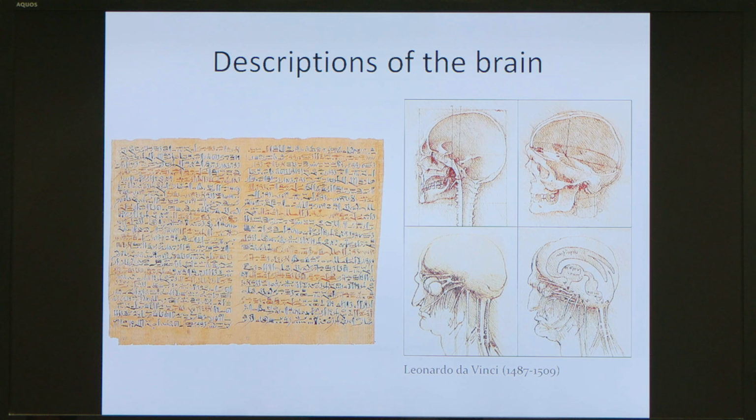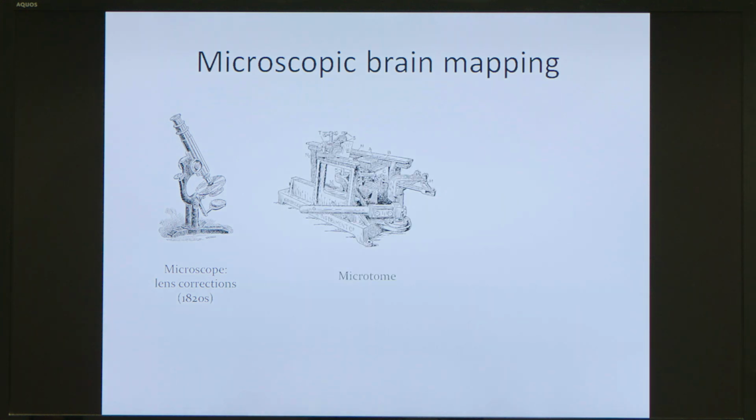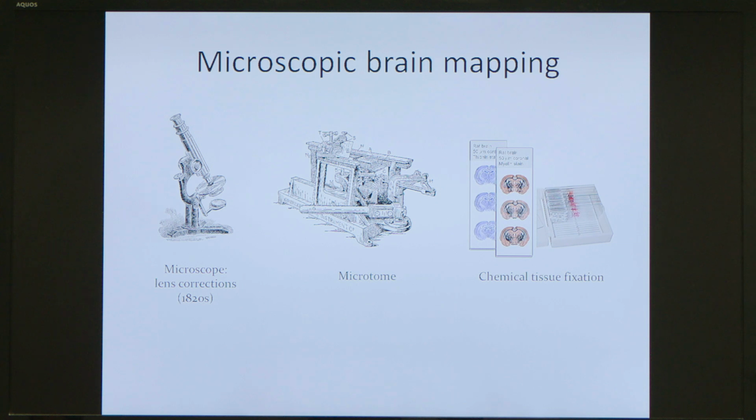Brain atlases have a long history, so descriptions of the brain, they go way back. This is an example from Egypt. Textual description, here we have some drawings. And of course, brain mapping and brain atlasing really moved forward with the emergence of the microscope, the microtome, and different chemicals and procedures to stain specific features in the tissue.